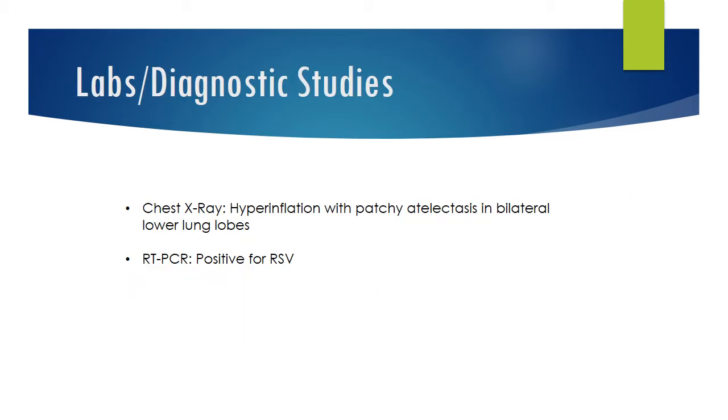RSV is a viral infection, and the most definitive test is the RT-PCR. This is a nasal swab that is 89 to 100% accurate in determining RSV. A chest X-ray is performed to determine lung involvement and degree of inflammation. Billy's chest X-ray shows hyperinflation with patchy atelectasis in the bilateral lung lobes. Blood work is rarely performed in conjunction with RSV. If there is suspicion of concurrent infectious process, such as pneumonia, then blood work will be drawn to determine white blood cell count.